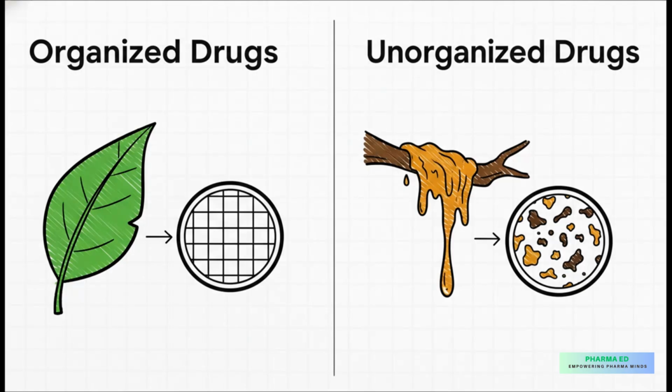Now, this concept ties directly into what we were just talking about. Organized drugs are the actual plant parts, the leaves, the roots, the barks, because they have a clear cellular structure you could see under a microscope. Unorganized drugs, on the other hand, are the substances that come out of the plant, things like gums, resins, or latex. They don't have that same cellular pattern. It's a really important distinction to mention in your answer.